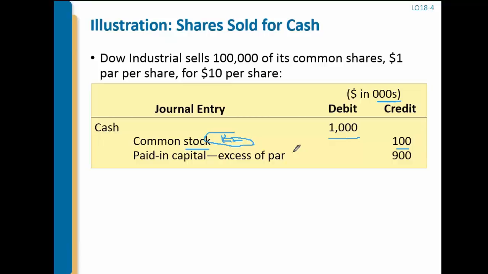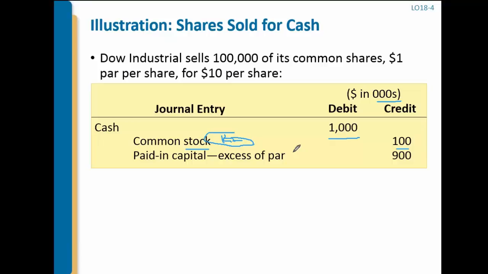So in this case, the stock was sold for $10 a share, where in fact the par value is only $1. So the premium associated with this is $9 per share. And premium is probably not the right word, because it's not as if we're selling it for more than it's worth. We're selling it for exactly what it's worth. But the idea is that we're selling it for more than the common stock par.